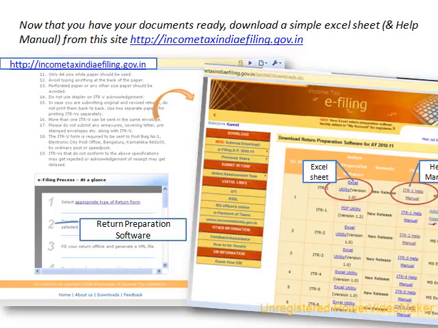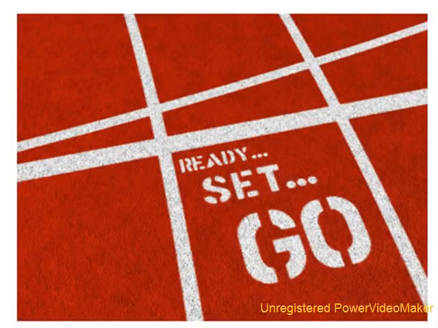The next to do is to download a simple Excel sheet from the site given here, incometaxindiaefiling.gov.in. There you have what is called the return preparation software for ITR 1. You need to download this software onto your machine and open it using MS Excel. That's it. Now we are ready to go and actually start the process of filing.